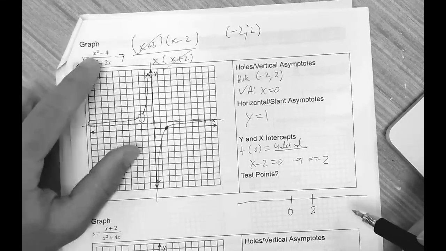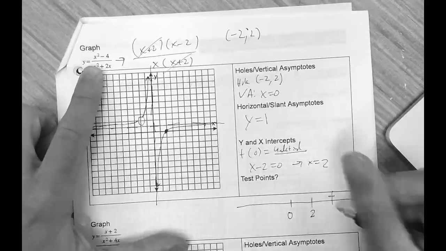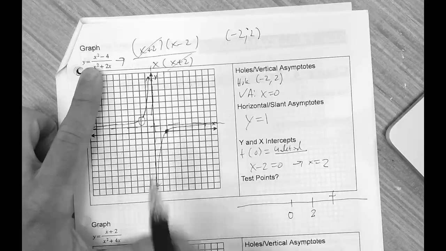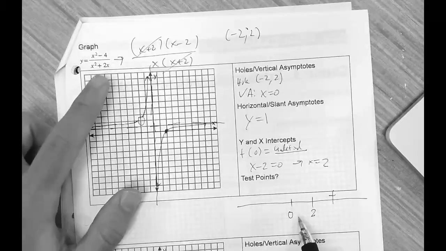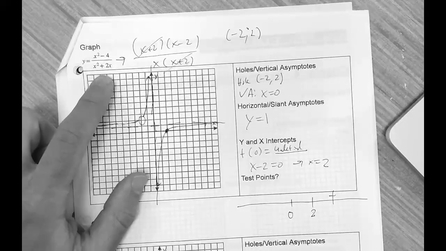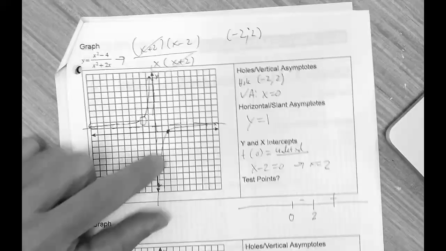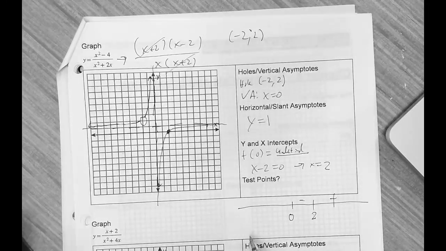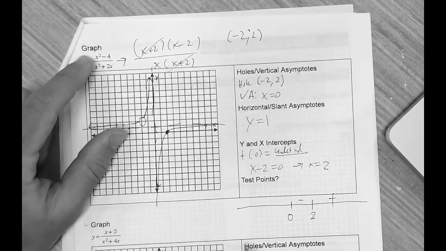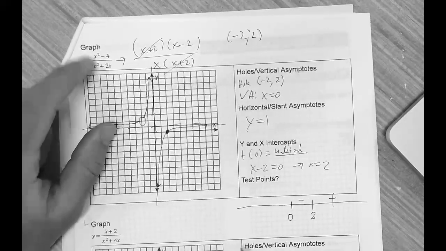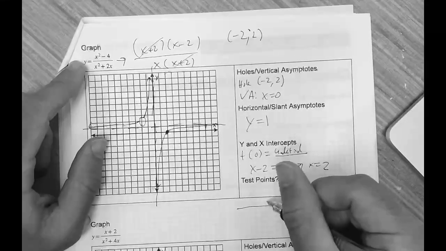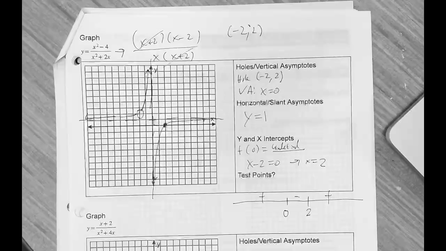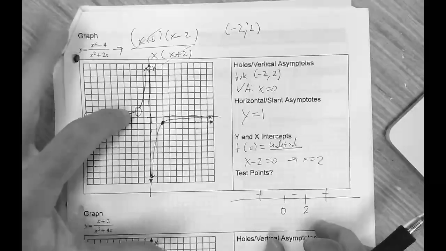So you plug in a 10, you're going to get positive. So you know it's going to be positive after 2, which it is. Anything between 0 and 2, like a 1, we're going to get negative on top, positive on bottom, so it's going to be negative between these two, which it is. And then anything below 0, like negative 10, we are going to get positives for both top and bottom, so it's going to also be positive. And that's what we have, right? So this just confirms what I have here.